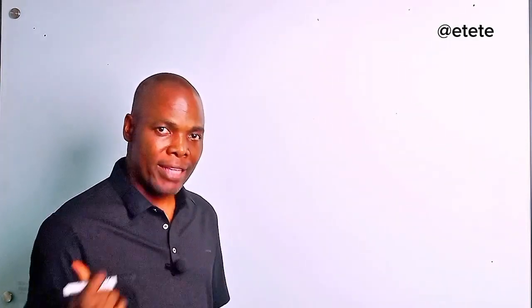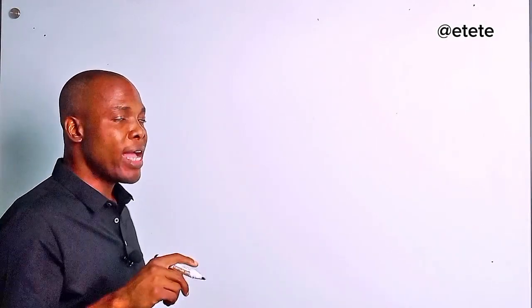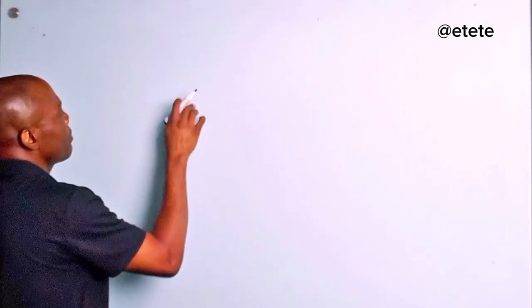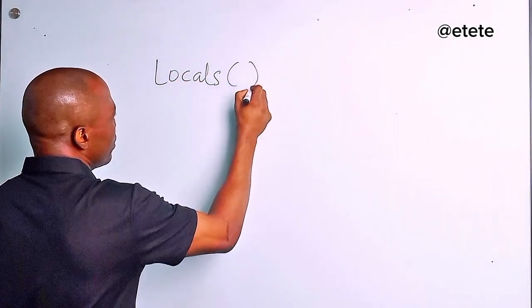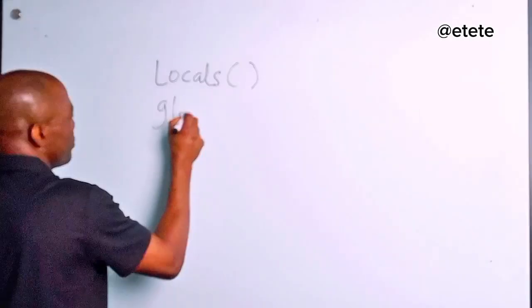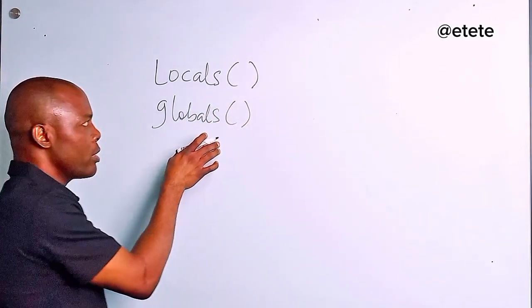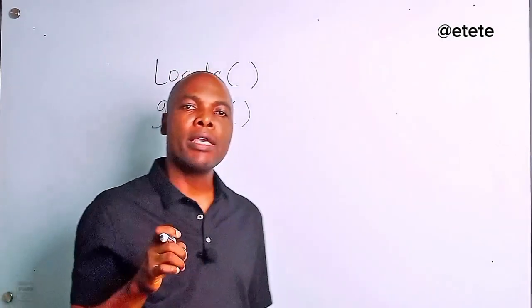Now, I told you in my last class that Python actually has two functions that it uses to access the values of the namespace, which is what? The local function and the global function. So that is what I want to show you today, and then show you how to access the values of those objects. So we have this local function, and then we have the global function.